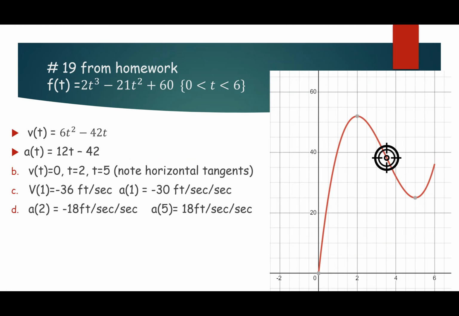And then at 2 seconds, the acceleration is 24 minus 42, or negative 18 feet per second. And the acceleration at 5 seconds, 12 times 5 is 60, minus 42 is positive 18 feet per second. Finally, where is the acceleration greater than 0? Well, we would take the velocity, set it equal to 0, and see that it equals 0 when t is 3.5. So to the right of 3.5, our function is holding water. So that means the acceleration is positive.